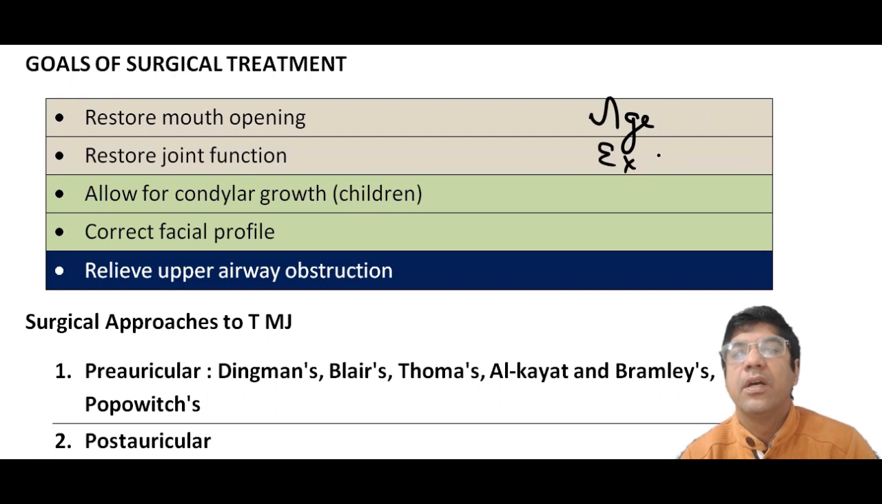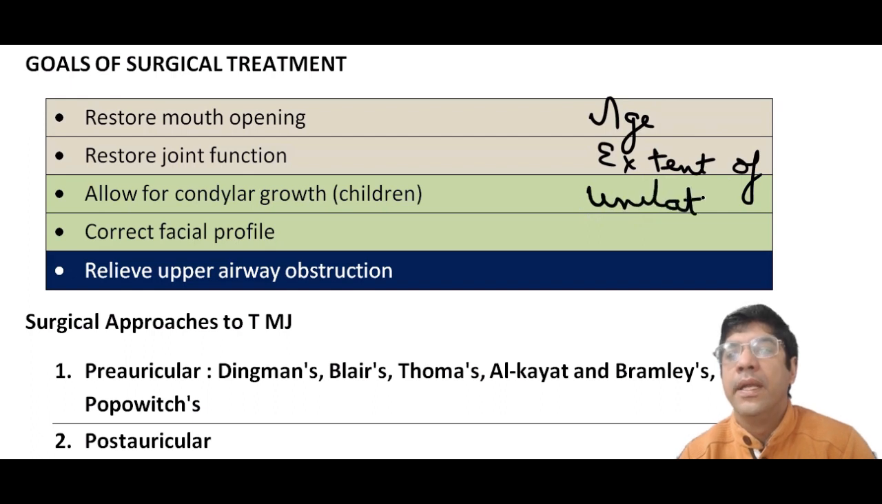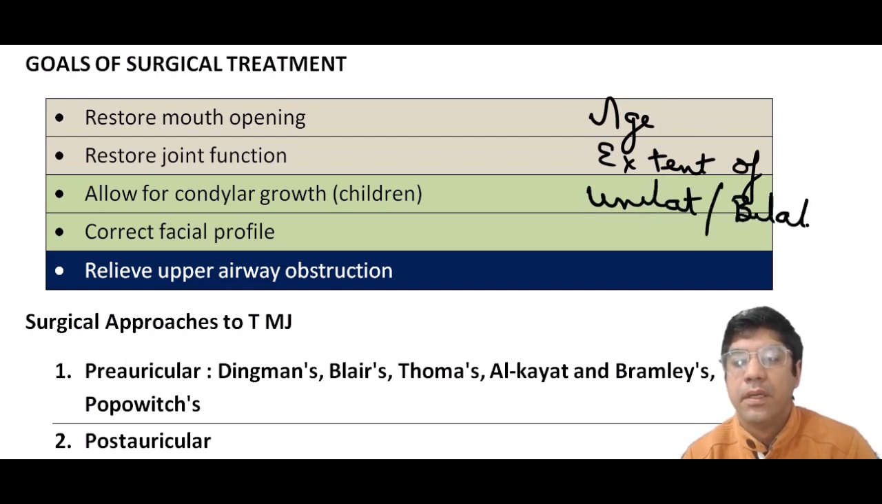Second is extent of the ankylosis. Third is whether it is unilateral or bilateral. And last is the associated facial deformity.